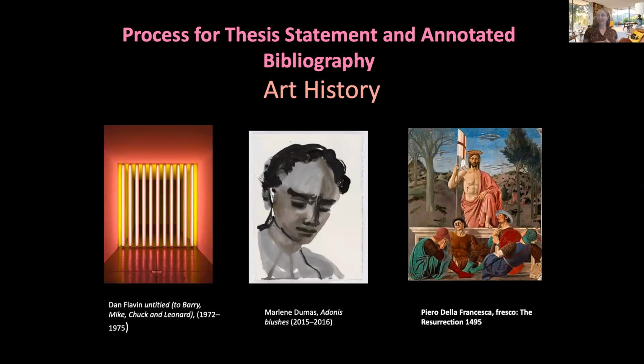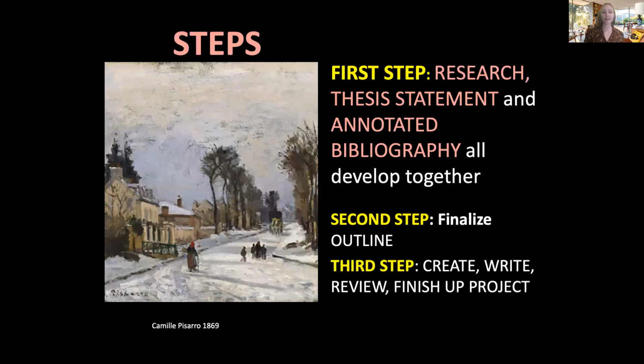So the process, we're going to go over thesis statement and annotated bibliography, but also note taking. And the steps here are research and your thesis statement kind of develop together. And so does the annotated bibliography or the bibliography. They all develop together. You kind of do them all and fine tune them. And once you have your thesis, then you do more research. But for the first part, it goes along with doing research. And then you finalize, you outline, you finalize, and you create, write, review, finish up your project.